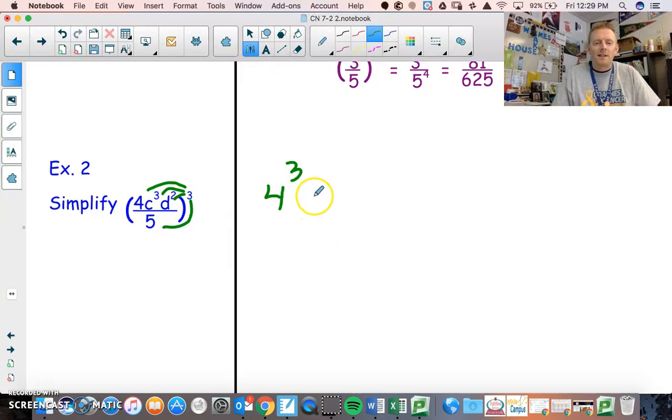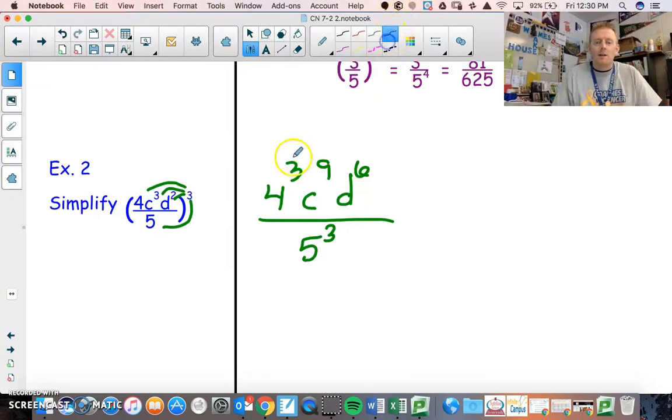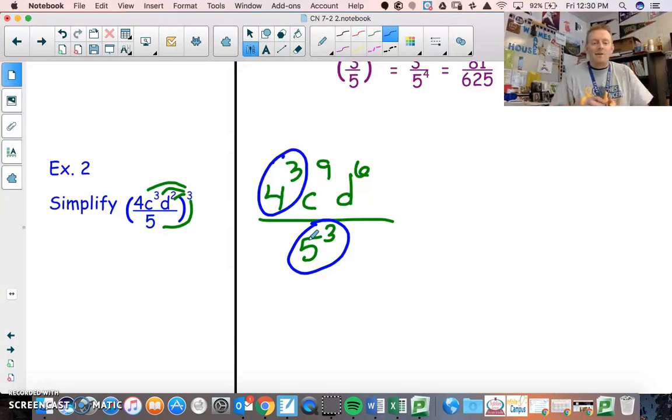Then I have a c to the 3rd, so we're going to use yesterday's stuff. If I have a power to a power, that means I'm going to multiply, so that becomes c to the 9th. Power to a power, multiply again, so I have d to the 6th, because 2 times 3 is 6. And then over 5 to the 3rd. The only thing that I still need to simplify in this specific problem is to do the math that's available there, which is 4 to the 3rd and 5 to the 3rd.